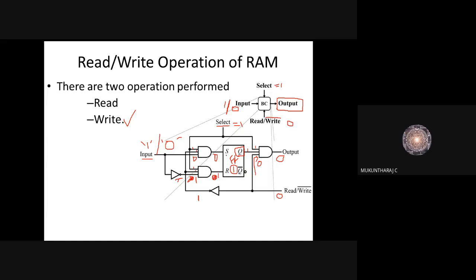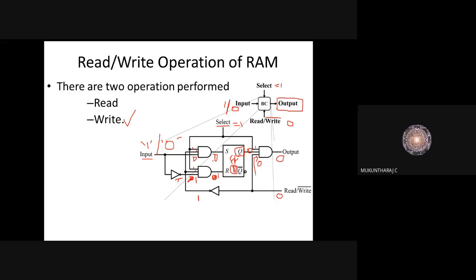Now the inputs available for this SR flip-flop are 0 1. S is equal to 0, R is equal to 1. R is equal to 1 means reset operation. The reset operation resets the output Q. Now the Q is available with logic 0. The data available in this Q is nothing but logic 0. That means we are writing the logic 0 inside the memory element. Like that you can perform the write operation.